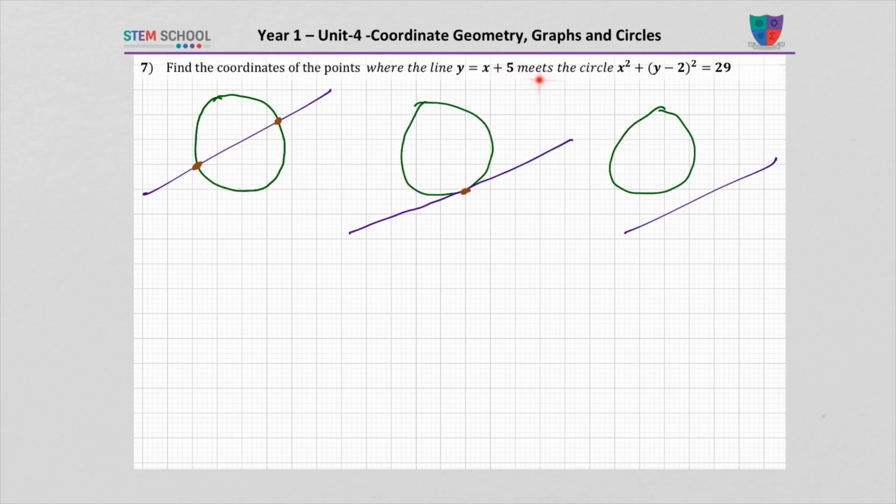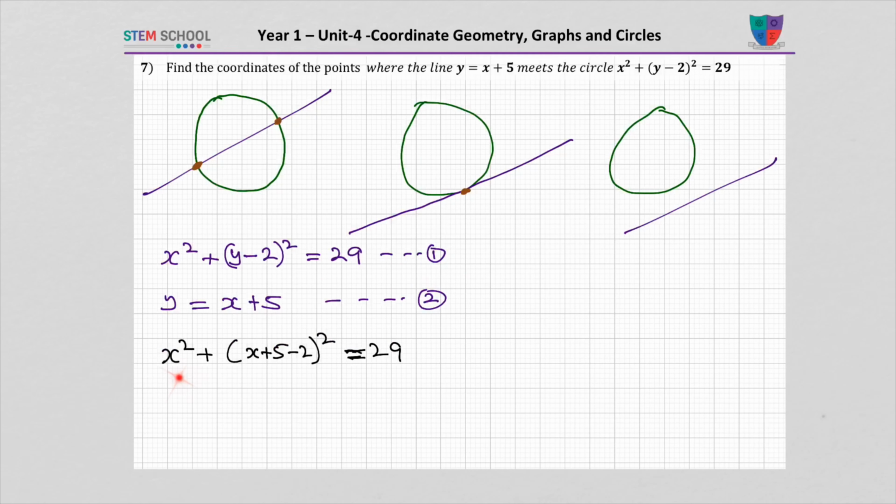The equation given here, we just need to substitute y into there. So we'll substitute x plus 5 into there. I've labeled this equation 1, and that equation 2. So I've substituted x plus 5 for y. Then I need to simplify. After simplifying, I get x squared plus (x plus 3) squared equals 29.